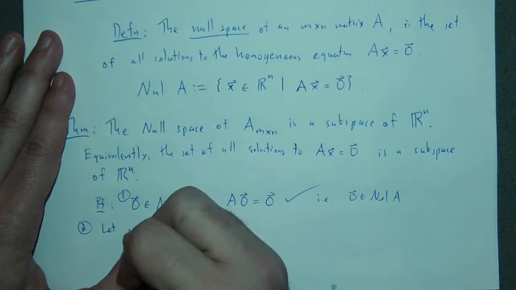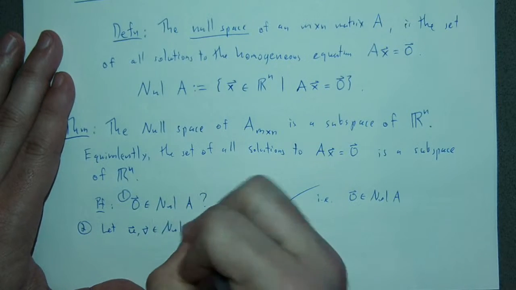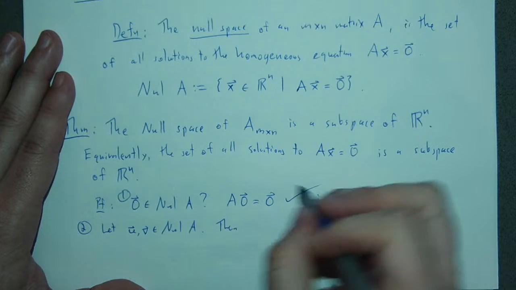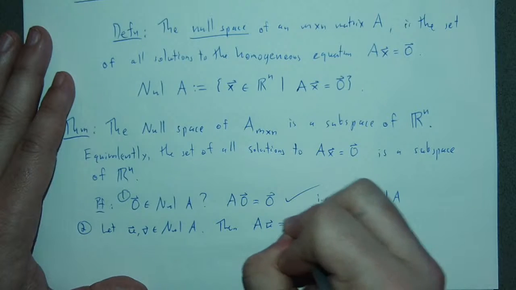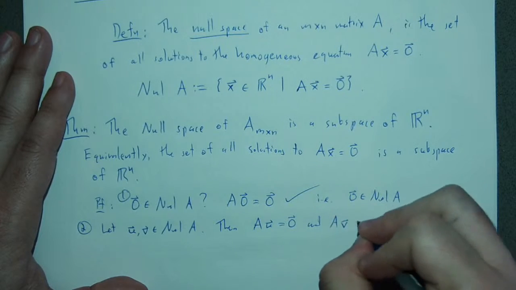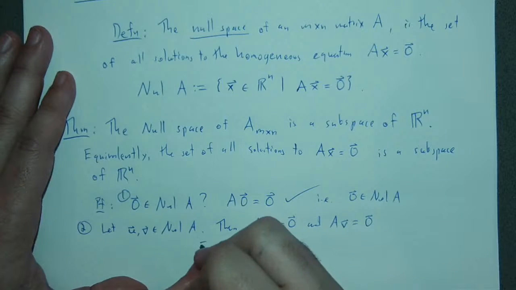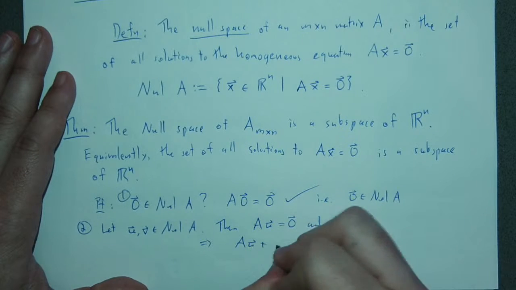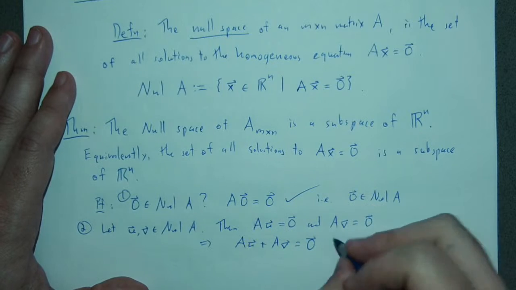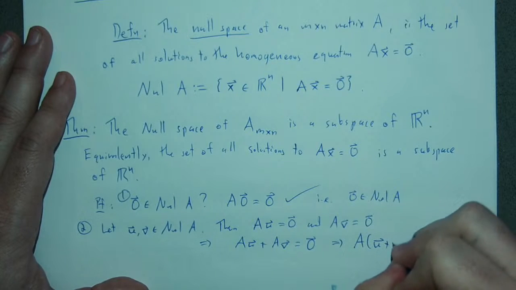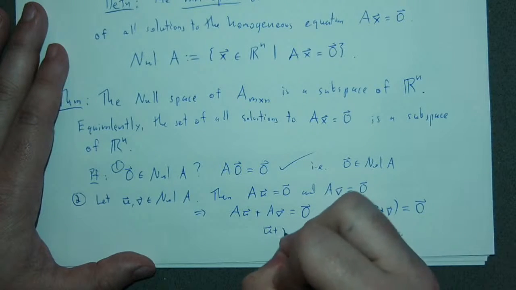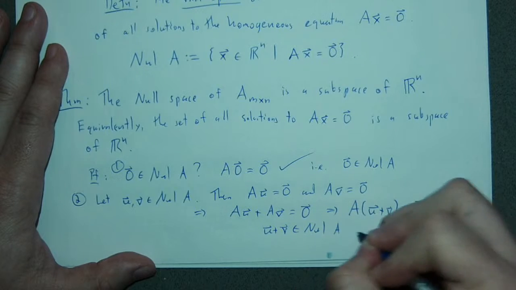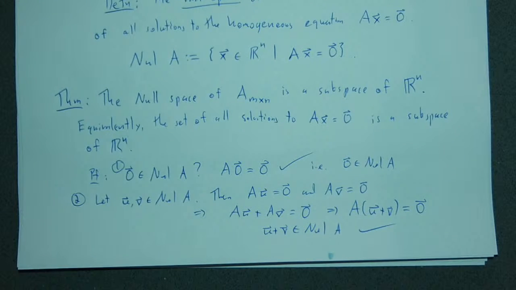To check 2, let U and V be in null A. What that means is that AU is equal to the 0 vector and AV is equal to the 0 vector. But then AU plus AV is equal to the 0 vector. This implies that A times (U plus V) is equal to the 0 vector. But what does this imply? It implies that U plus V is in the null space, which was what I needed to check. This is just from those basic matrix properties.